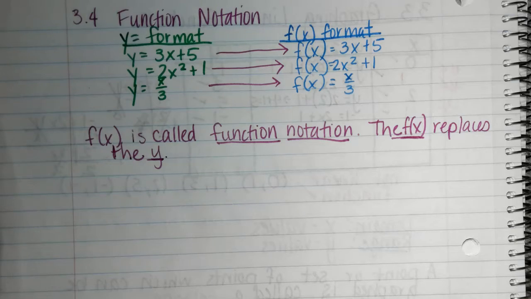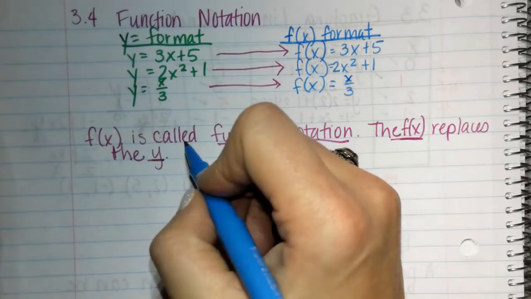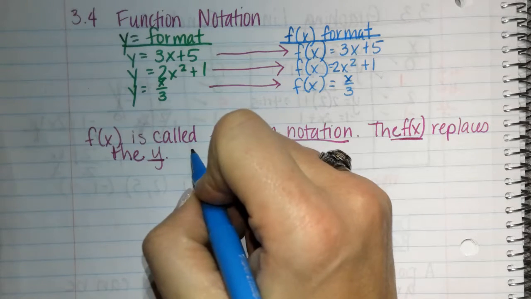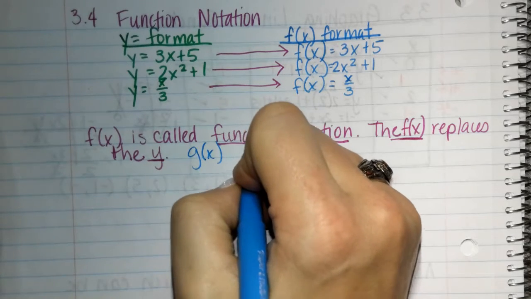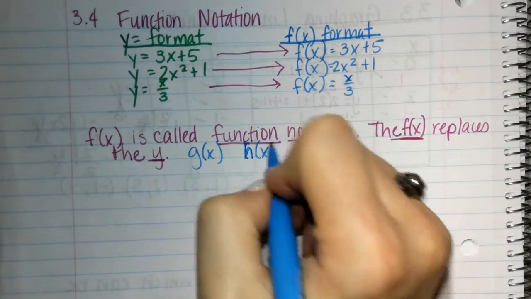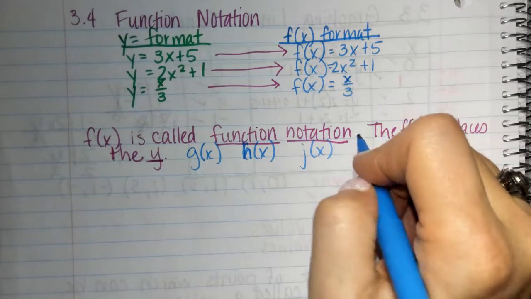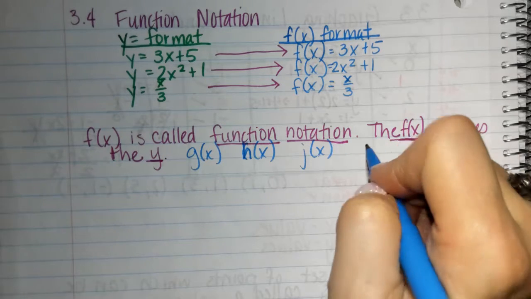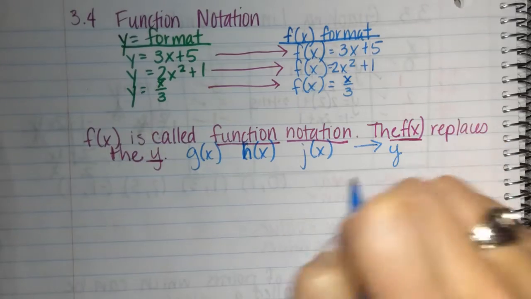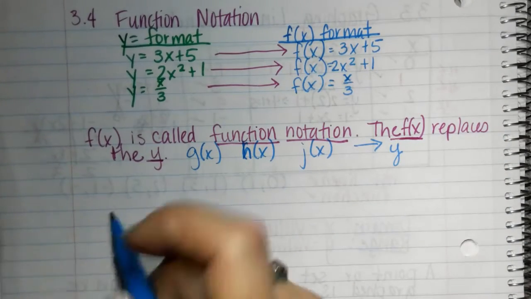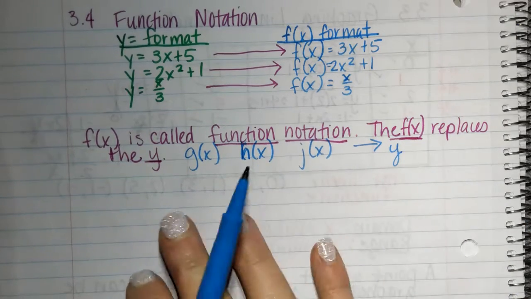And you might also see different letters that refer to different equations. So it might not always be f of x, but it might be g of x or h of x or j of x. But all of those are the same thing. They all just equal y. They just represent the y. And you're going to see why we do that. Why can't we just keep it in y equals form? That might be your question.